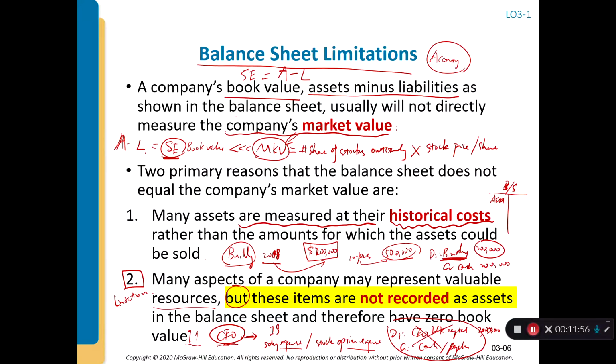Hence, it could cause assets to be undervalued or liabilities overvalued, and therefore the book value of stockholder equity is very low. Okay, so I just want you to know that there are items that are not recorded as assets in the balance sheet and therefore have zero book value, making the book value lower than the market value.